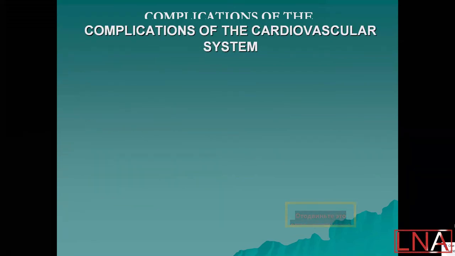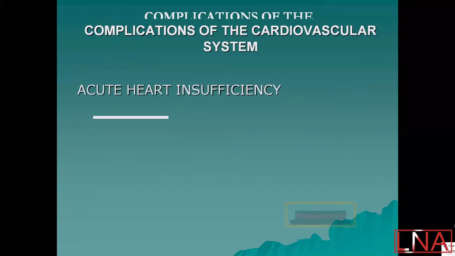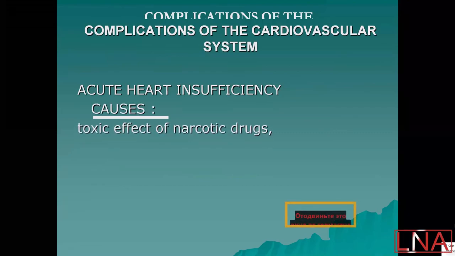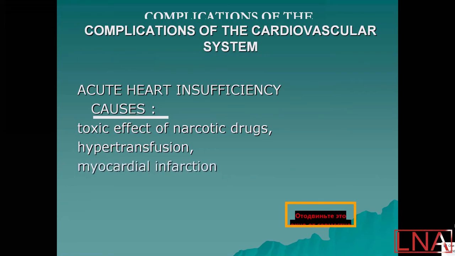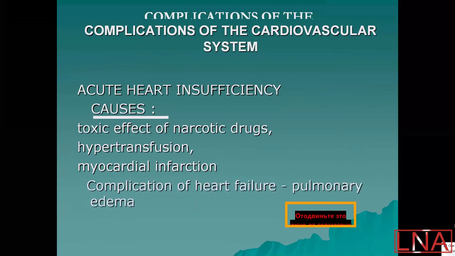Complication of cardiovascular system: acute heart insufficiency. Causes: toxic effect of narcotic drugs, hypertransfusion, myocardial infarction, complication of heart failure, pulmonary edema.